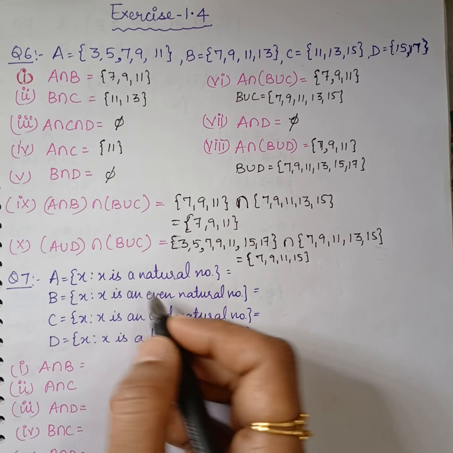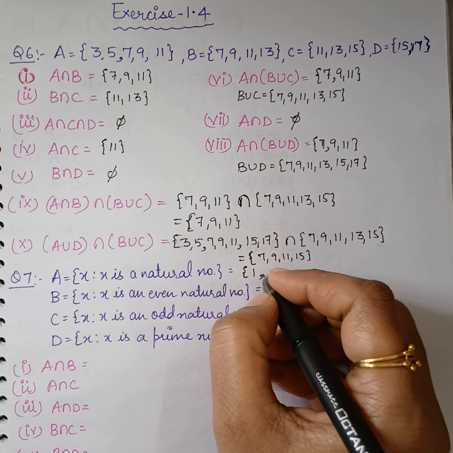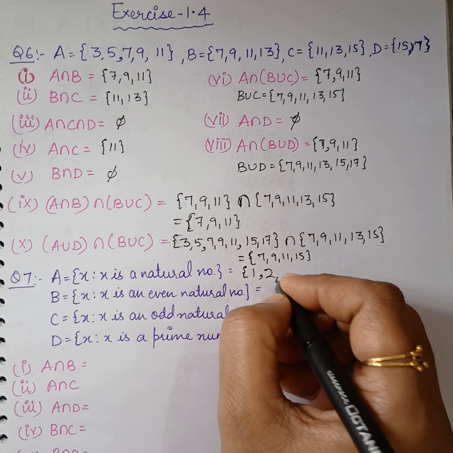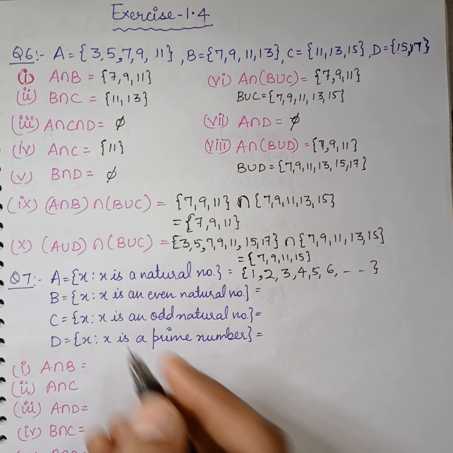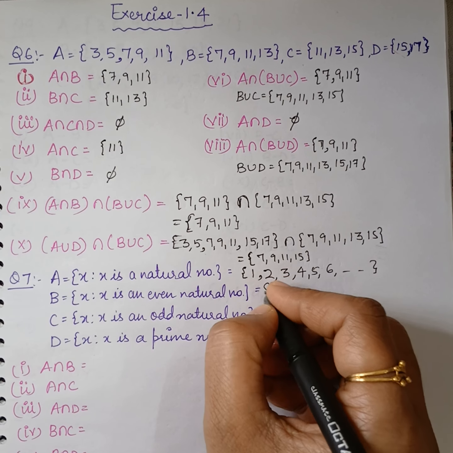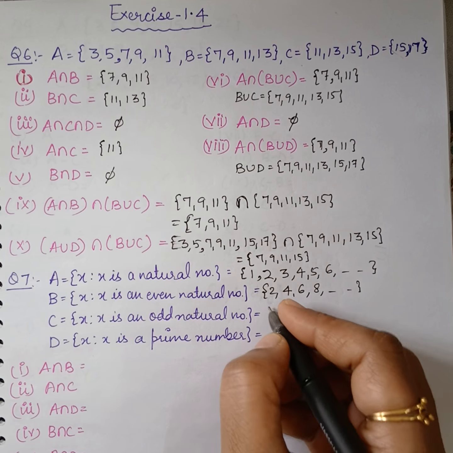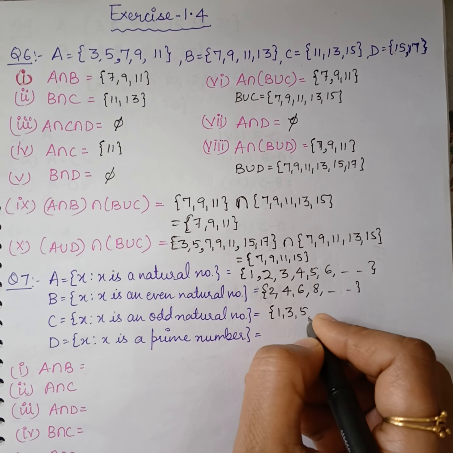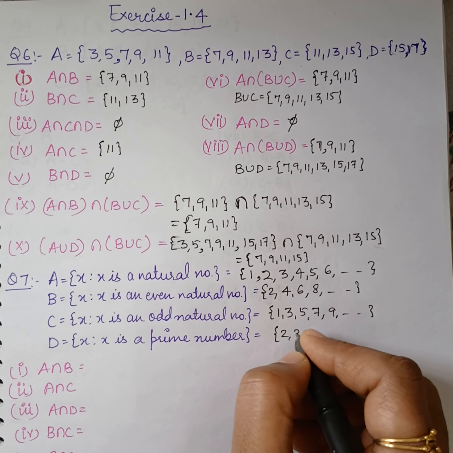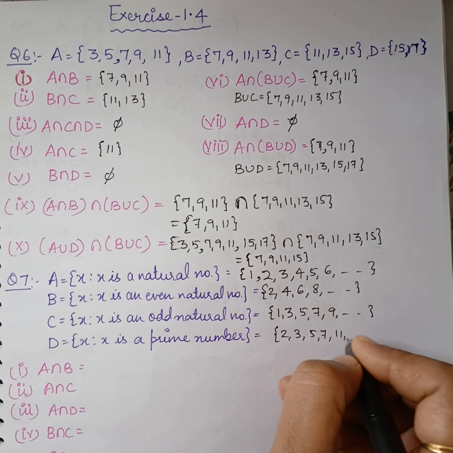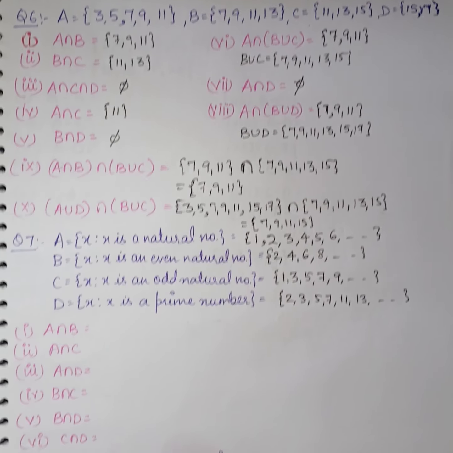Now question 7, X is a natural number. So natural number, first of all let us write it in roster form. Natural number will be 1, 2, 3, 4, 5, 6 and so on. X is an even natural number: 2, 4, 6, 8 and so on. X is an odd natural number: 1, 3, 5, 7, 9. And X is a prime number. So it will be 2, 3, 5, 7, 11, 13 and so on. Now we have to find all these.